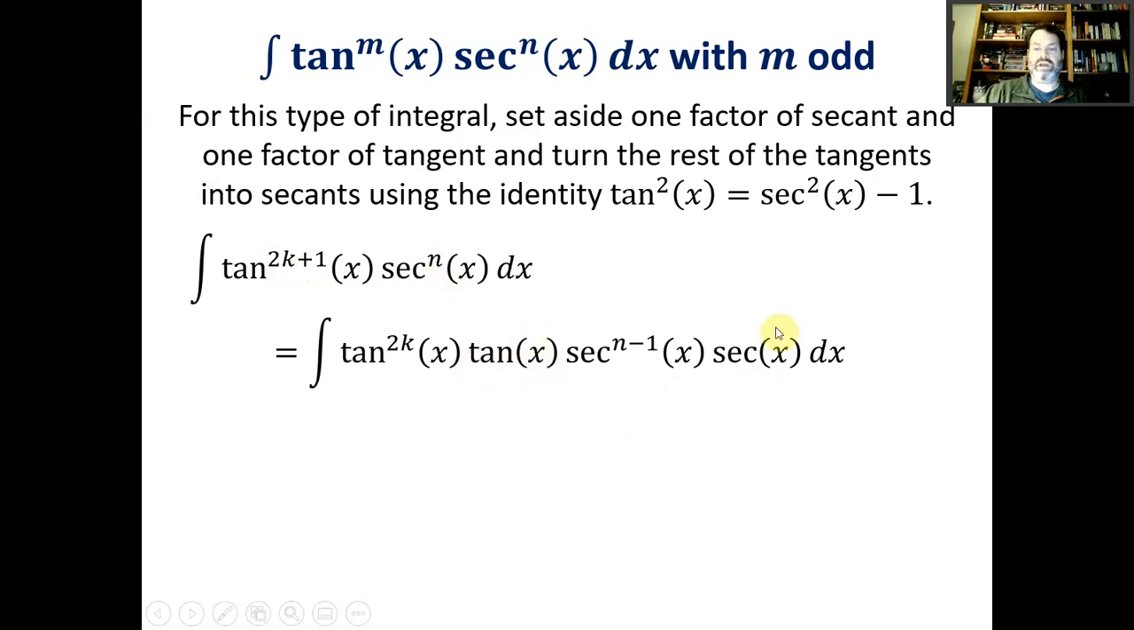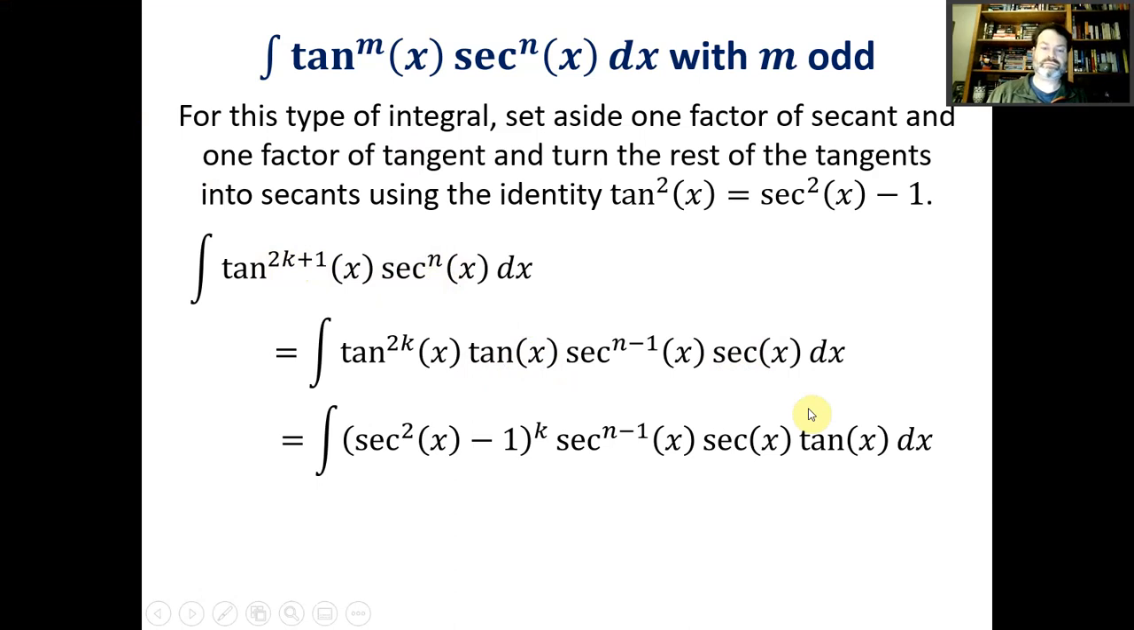Factor out 1 tangent here, 1 secant here. All of these tangents, this group here, I'm turning into secant squared minus 1. This is to the 2k power, so it's secant squared minus 1, and then this whole thing to the k power. This secant stays the same, this stays the same, and this tangent I put way over here at the end. And then we substitute u equals secant x.